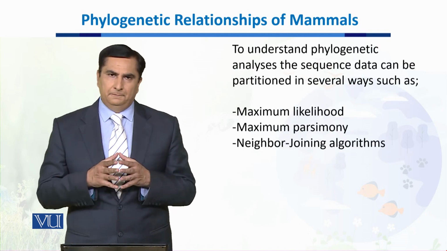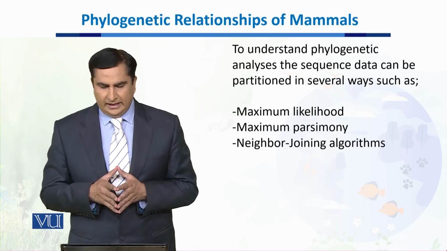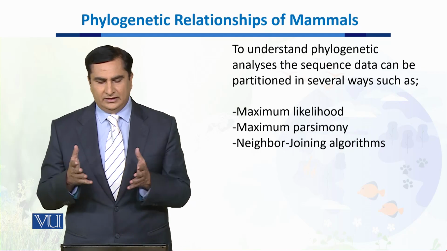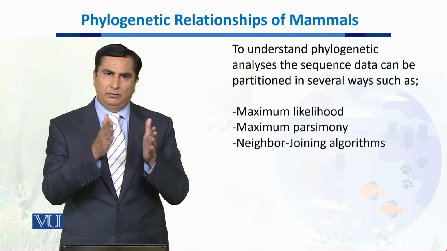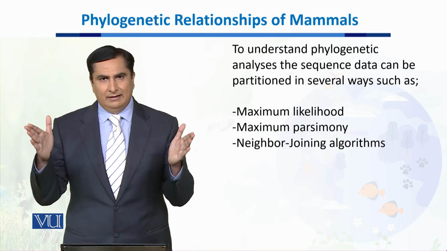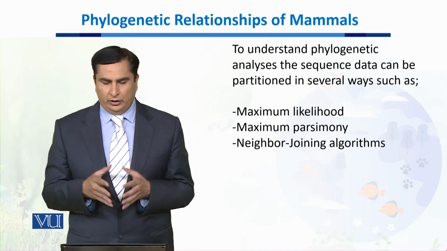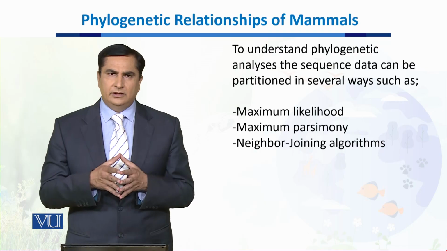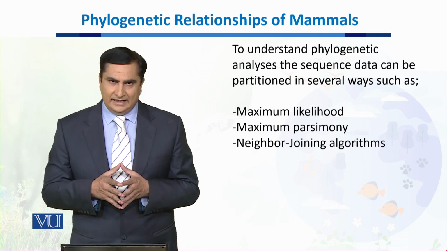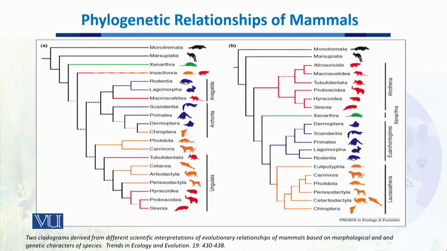Now, in order to understand the phylogenetic analysis of the sequence data, these sequence data can be analyzed in several ways, such as maximum likelihood, or maximum parsimony, meaning minimum differences between the organisms, as well as the neighbor joining algorithm. So, considering these facts while we analyze the sequence data, we can construct the phylogenetic relationship among the mammals.